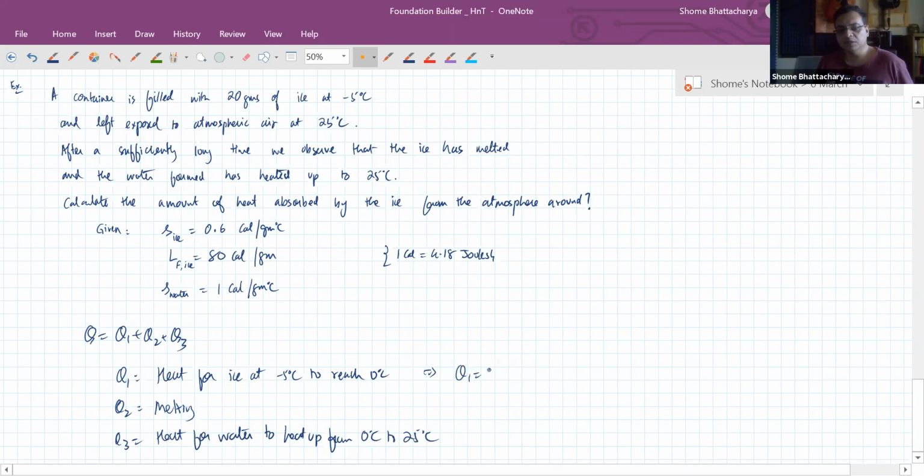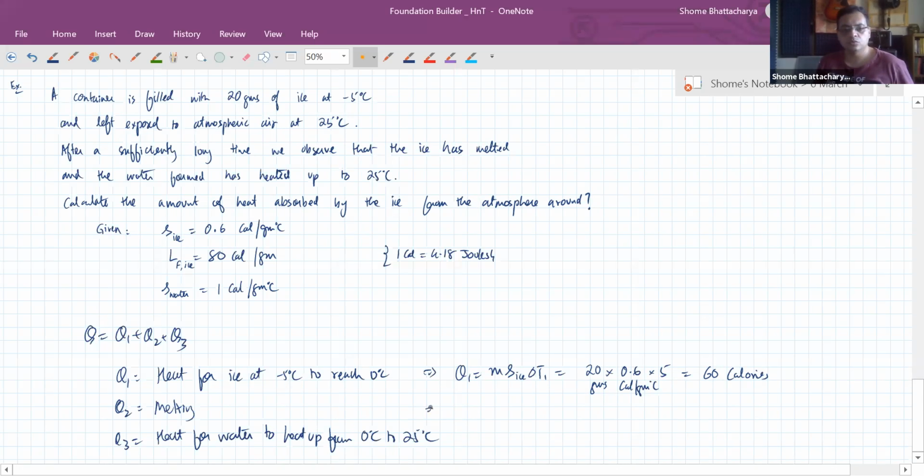So Q1 will be M into specific heat capacity of ice into this first temperature change. So we have 20 grams of ice into 0.6 calories per gram degree C into a 5-degree change. So that will become 100 into 0.6. So that is 60 calories.